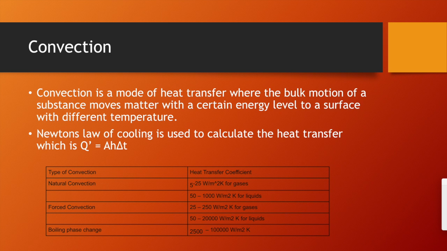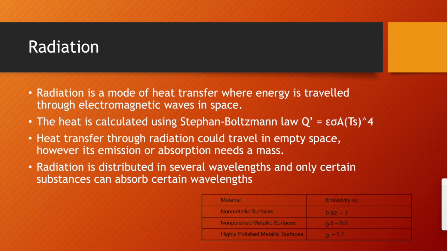Convection is a mode of heat transfer where the bulk motion of a system moves matter with a certain energy level to a surface with different temperature. Newton's law of cooling is used to calculate the heat transfer, which is Q prime equals hA change in T. And finally, radiation is a mode of heat transfer where energy is traveled through electromagnetic waves in space.